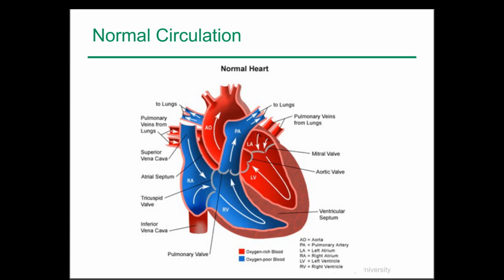But remember, following the blood, we have blood coming from the SVC and the IVC to the right atrium, goes through the tricuspid valve to the right ventricle, out the right ventricle through the pulmonary valve to the pulmonary artery, goes through the left and the right pulmonary arteries to the lungs where it gets oxygenated, comes back through the pulmonary veins on both sides to the left atrium, through the mitral valve to the left ventricle, and then is pumped from the left ventricle through the aortic valve into the aorta, where blood then goes to the rest of the body and then returns to repeat the cycle.